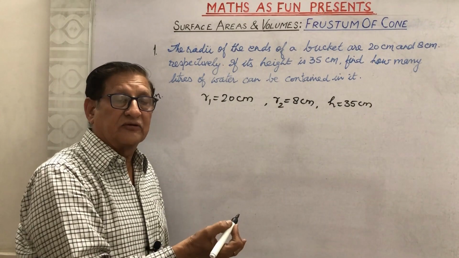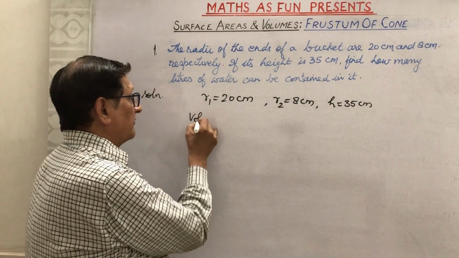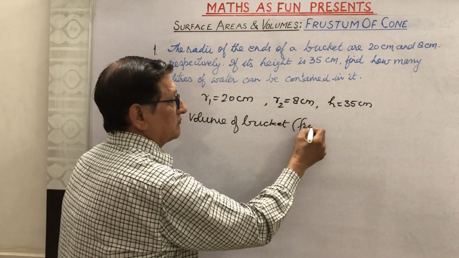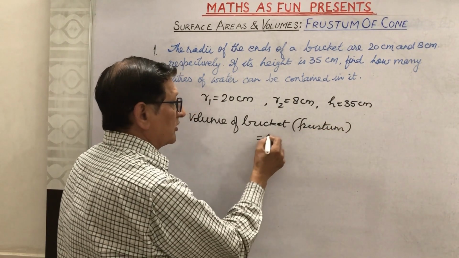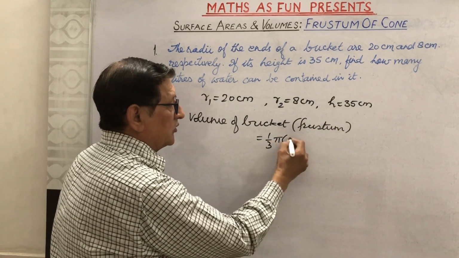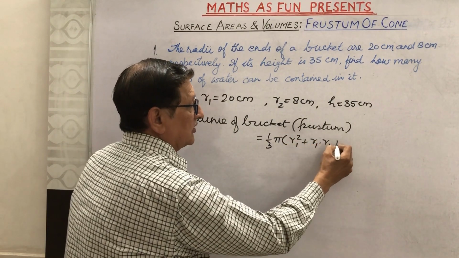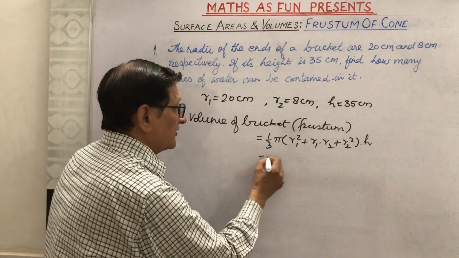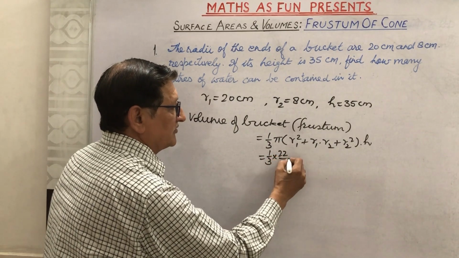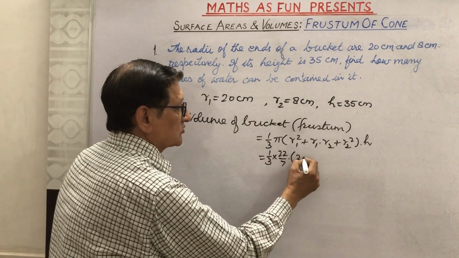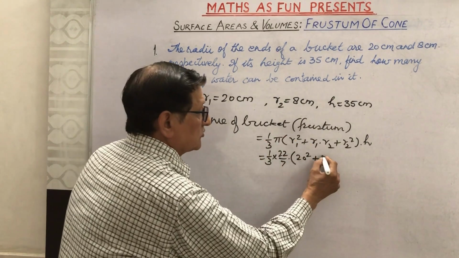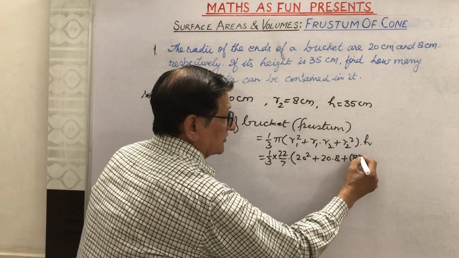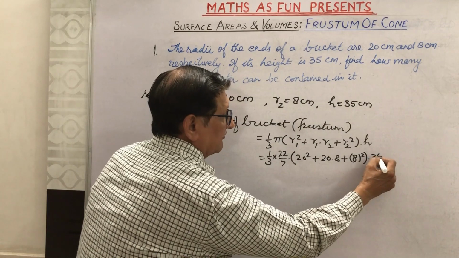We know the formula for finding the volume of the frustum. So we'll write the formula: volume of the bucket, that is a frustum, is equal to 1 by 3 pi into R1 square plus R1 into R2 plus R2 square into H. And we substitute the values. This is 1 by 3 into 22 by 7 into R1 square, that is 20 square, R1 into R2, that is 20 into 8, plus R2 square, that is 8 square, into H, that is 35.